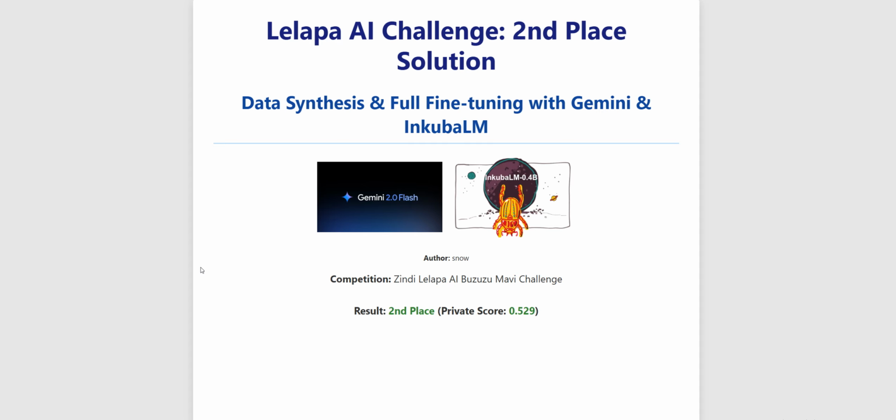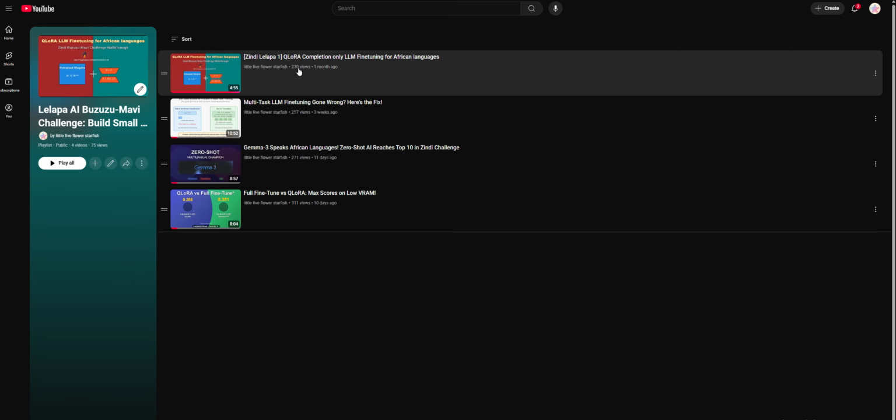If you've been following along, you know we've been on quite the journey. We started by exploring QLoRA for efficient fine-tuning on small models, then figured out how to balance loss across different tasks, dove into zero-shot inference with Gemma 4B, and tackled full parameter fine-tuning while solving those pesky out-of-memory issues on T4 GPUs. Today, we're putting it all together with the winning strategy.